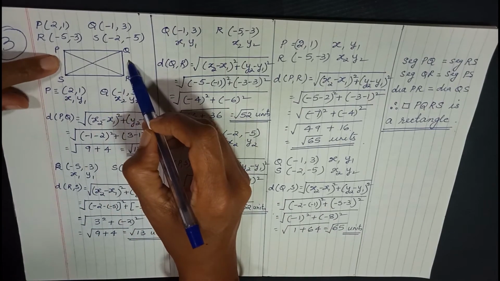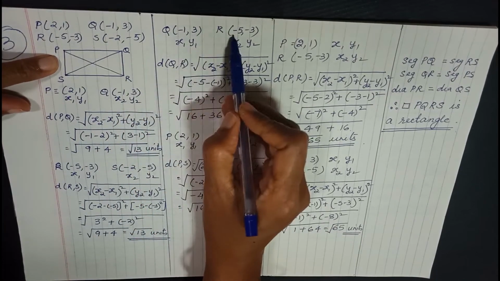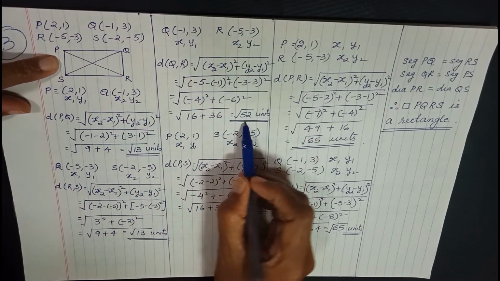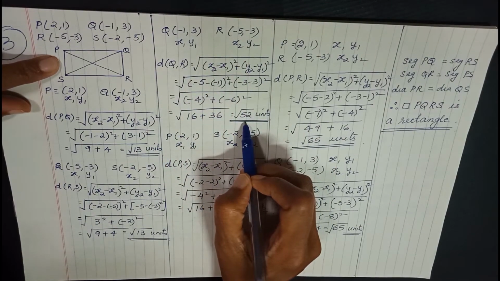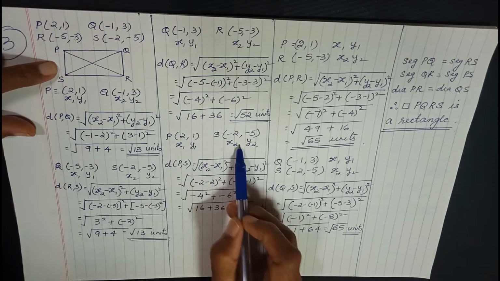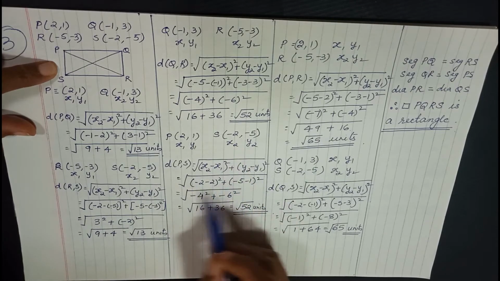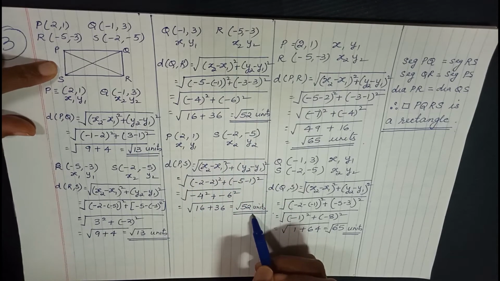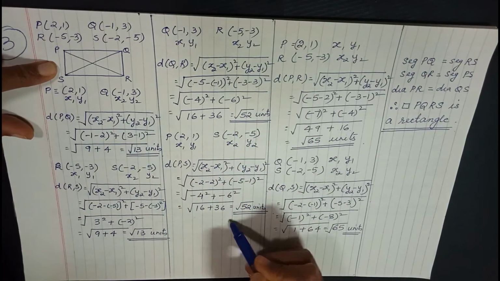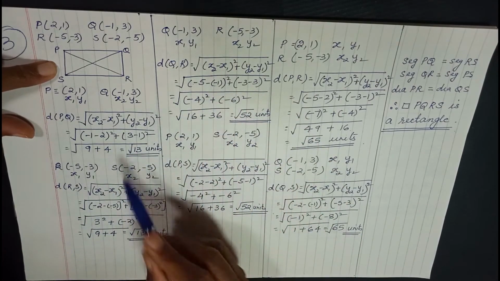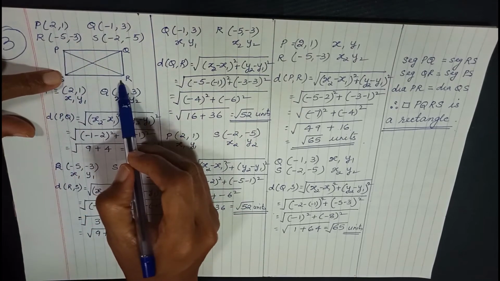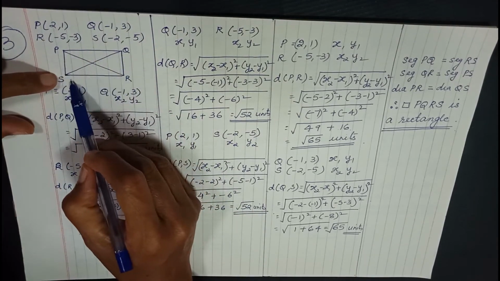So I got these two sides are equal. Now let's check these two. So first is QR. Using Q and R, that is x1, y1, x2, y2, I got the distance formula as root 52 units. Opposite of this is PS. So we use P and S, and again using distance formula you can see I have got root 52 units. So you can see opposite sides are equal. So for a parallelogram this much is sufficient to prove that opposite sides are equal. But to prove a rectangle, I have to show that the diagonals are equal in length.